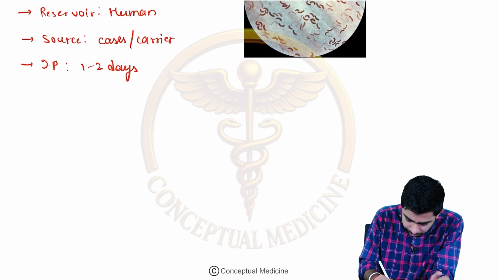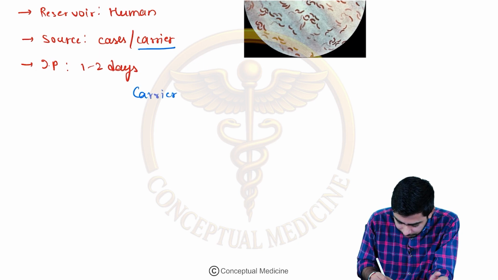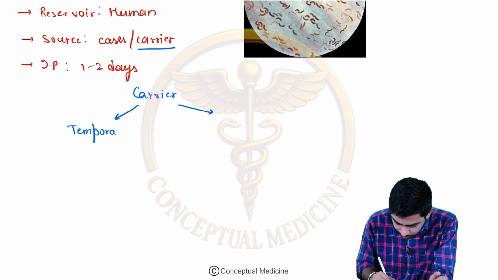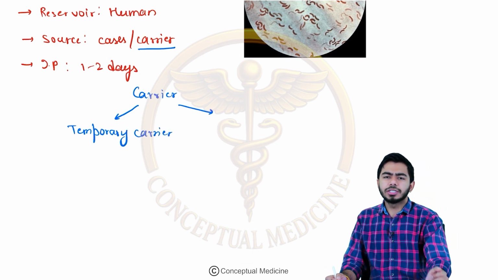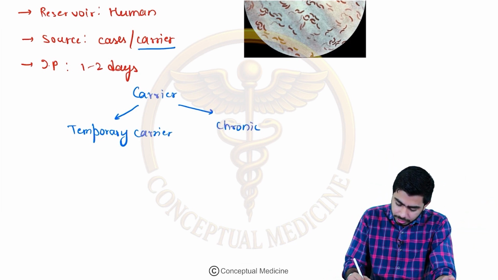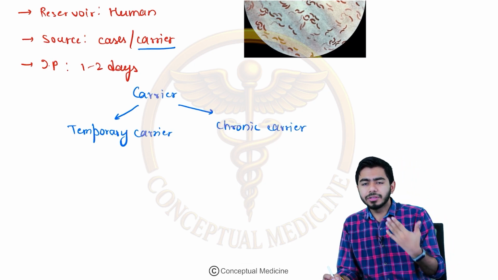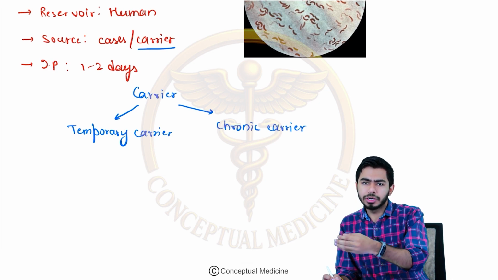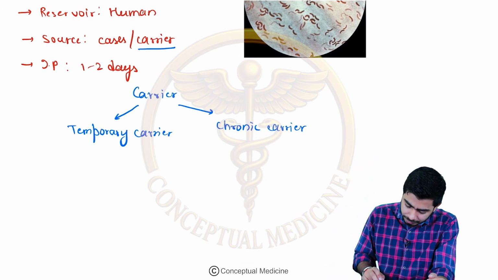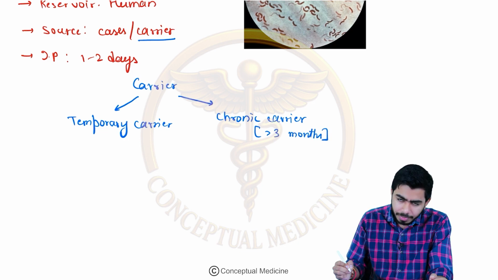So if we talk about the types of carrier, there are two types. One is the temporary carrier, who can't shed the disease for a very long period of time, whereas the chronic carrier might not have any signs or symptoms, but has the capability to shed Vibrio cholerae to other people in the community for more than 3 months. We have talked about that in other diseases as well.